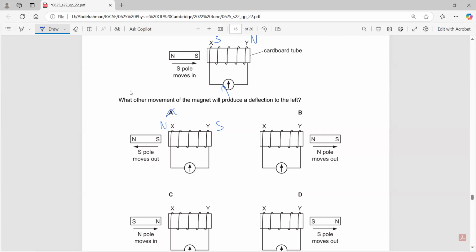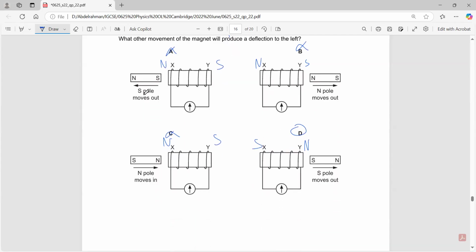Okay, we do not want this. As it's moving away, again it's attracting. So this is a South Pole and the North Pole. Nope. As it's moving inwards, it repels. So this is a North Pole and the South Pole. Again, wrong. The only correct answer would be D because it's moving outwards. So it attracts. This is a North Pole and this is a South Pole, and thus the galvanometer will deflect to the left.